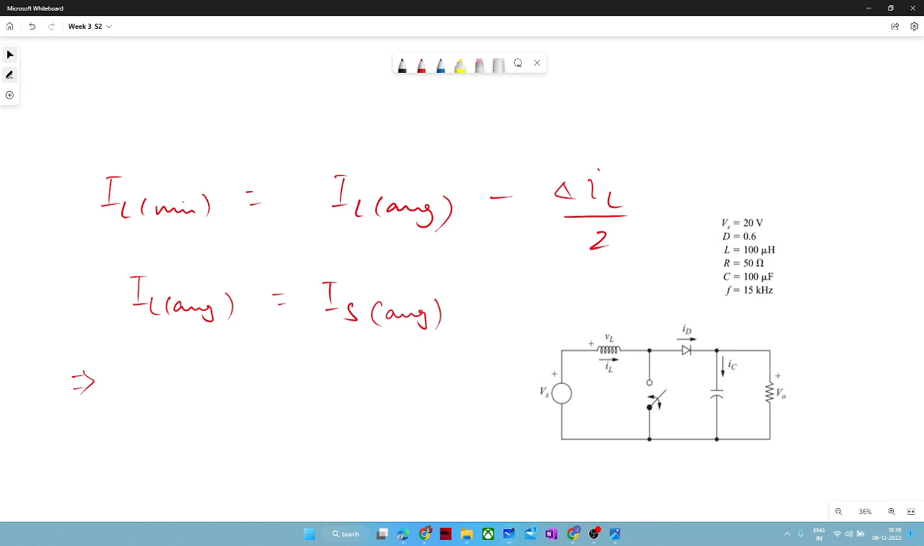Now we just need to find the value of IS. Okay, so if you do your power balance, someone want to say something? IS is equal to V naught I naught by Vs.